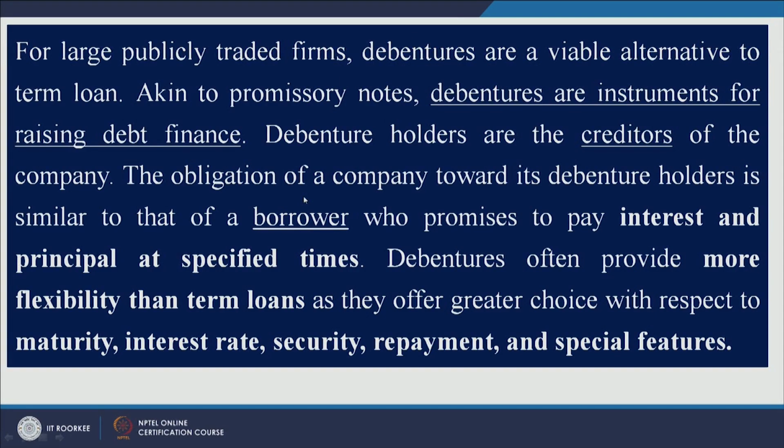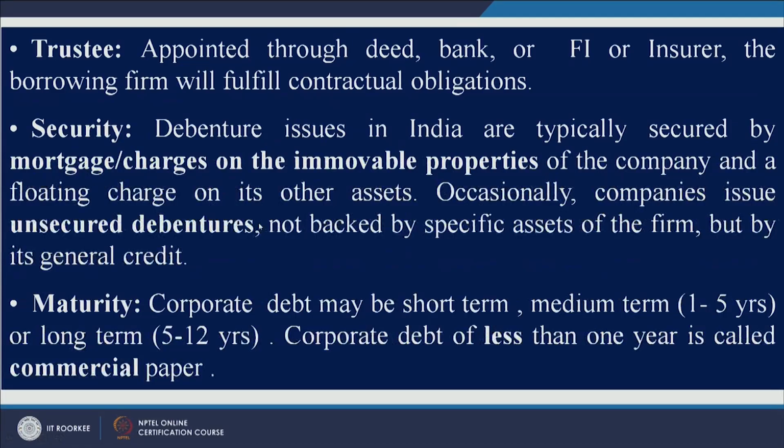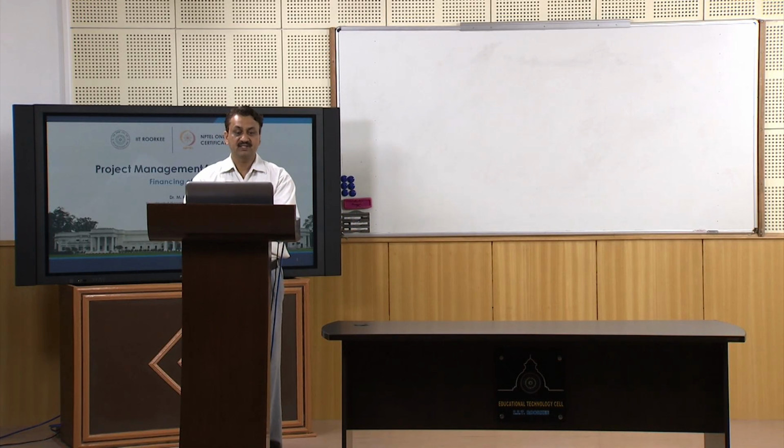So, this is debenture. There are a couple of things you should keep in mind related to debenture. There is a trustee which is appointed through a deed, either a bank or financial institution or insurer. So, the borrowing firm will fulfill contractual obligations, right. As far as security is concerned, a company can mortgage its asset as a security. And as far as maturity period is concerned, you can have long term, medium term and short term depending upon the number of years. If it is less than 1 year, then they are called commercial papers, right. So, these are the things you should keep in mind while studying debentures.